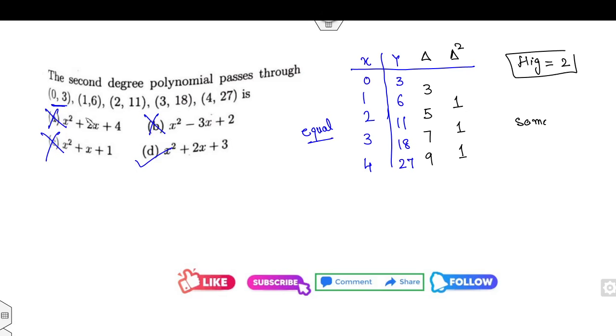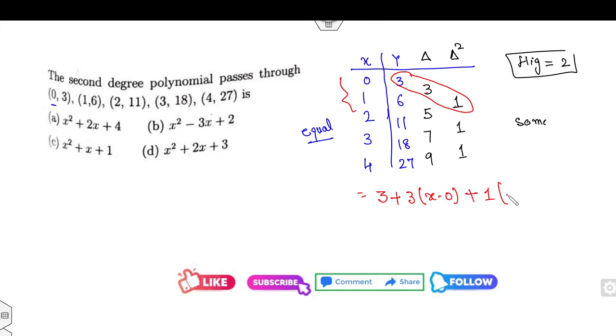So look at the options, all the options have degree 2. Now look at these pairs: the answer is 3 plus degree 1, so x minus 0 plus 1, the first two pairs, x minus 0, x minus 1. So what is the right answer? 3 plus 3x plus x square minus x. So x square plus 2x plus 3 is the right answer of this problem.